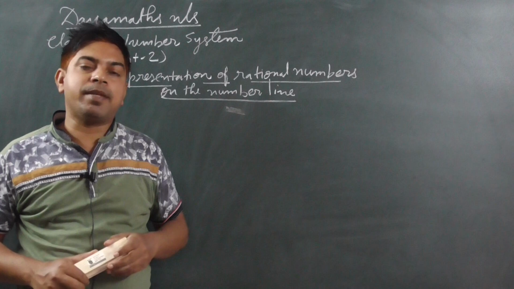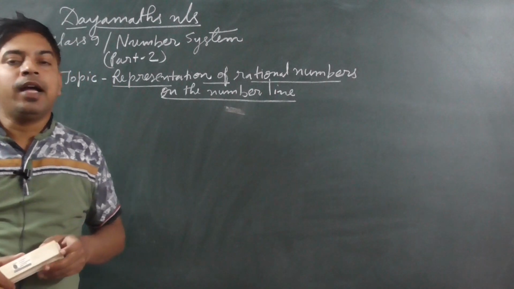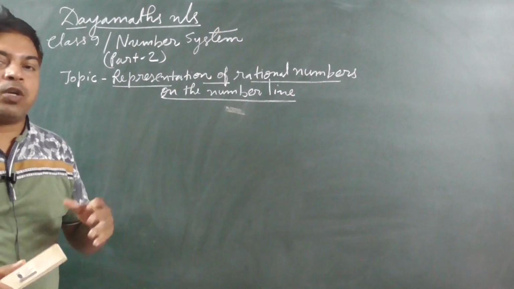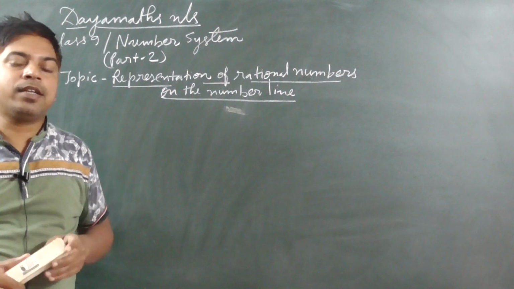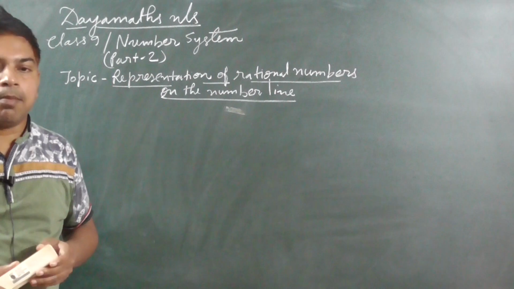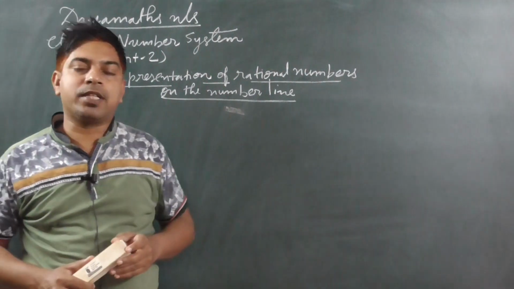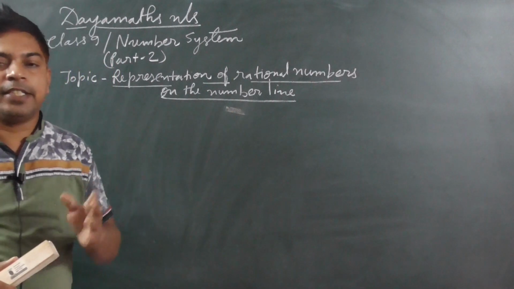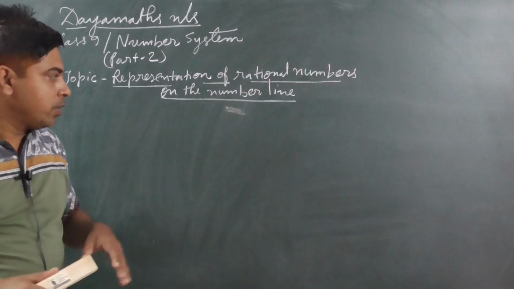So dear students, it is my second lecture on number system, and the topic I have to teach you today I have already mentioned on the board. The topic is how to represent decimal numbers on the number line. If you have not seen my previous lecture on the number system, you can check it at the end of this video on the screen. So let's start this topic.